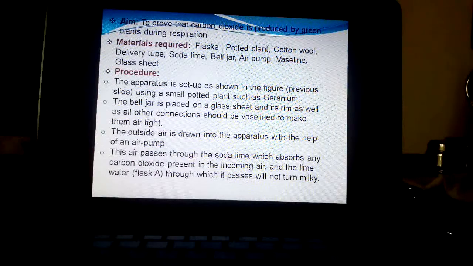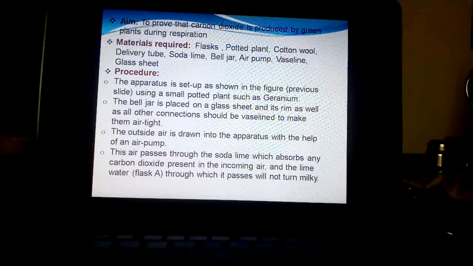So when you keep it like that, it will be open at one end. When you keep it on the table, there is a chance the outer air will enter. So what we do, we Vaseline it. We make it airtight. Got it? That is the reason why the structures are Vaselined.